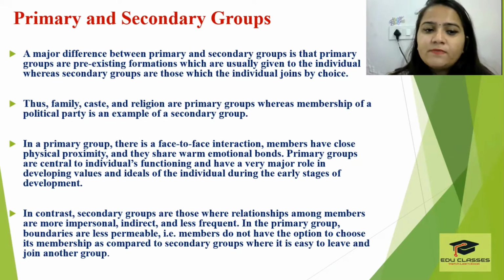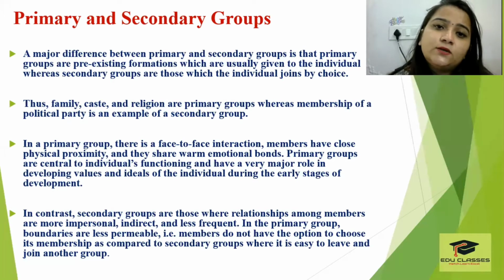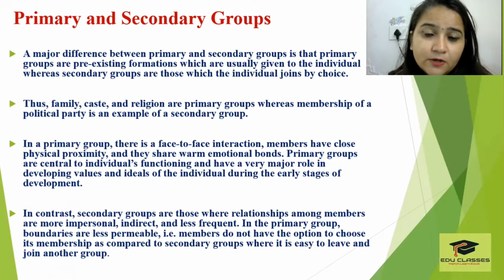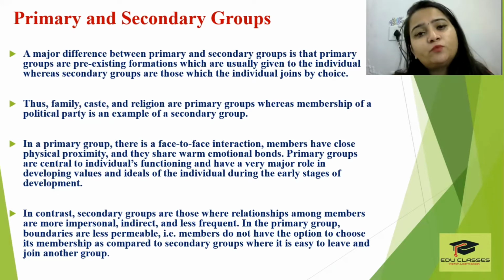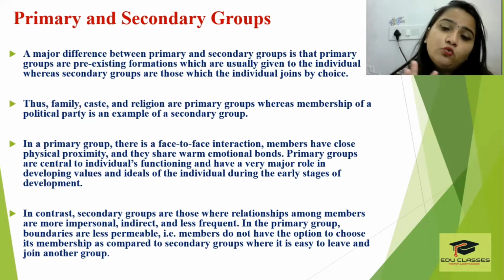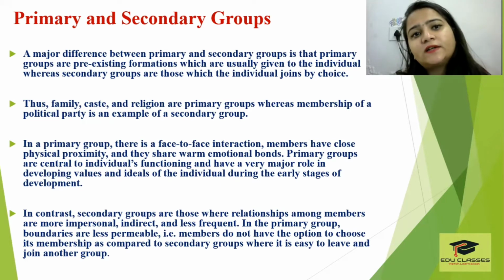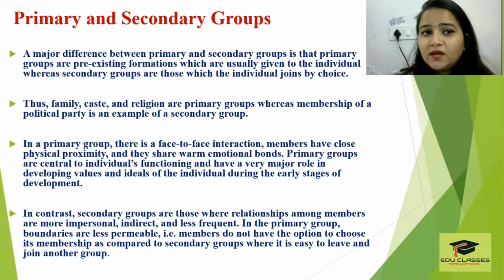In primary groups, boundaries are less permeable. That means you cannot choose to become a part of a primary group, or enter or exit a group very often in a primary group setup. But in a secondary group, the boundary of the group is very permeable, meaning you can choose to join a group, leave a group, and then join another, right? So we have that kind of choice in secondary groups, which is not there in primary groups.